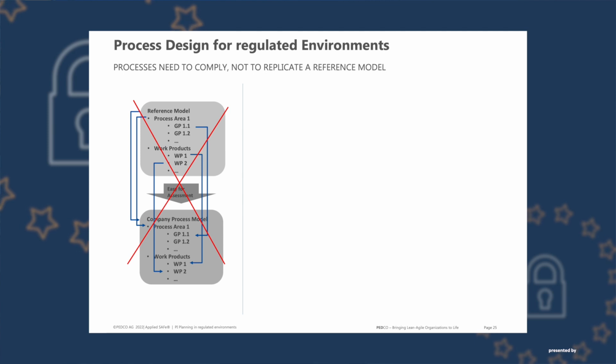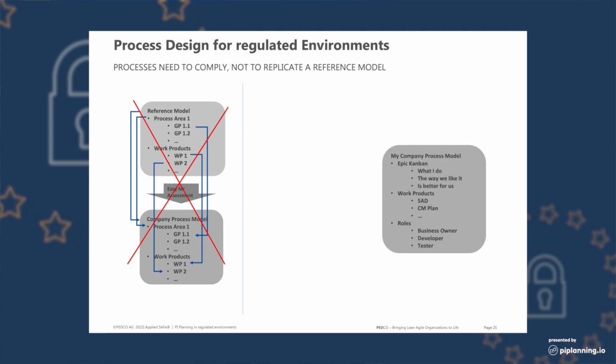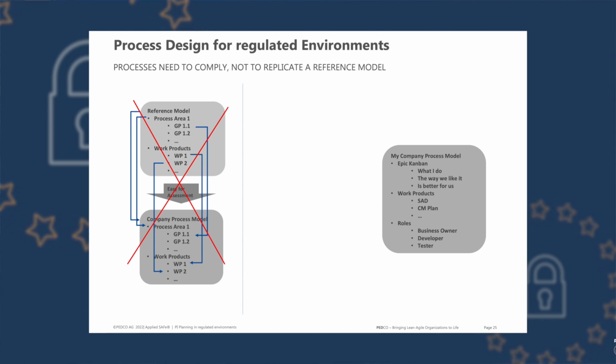What we think is much better to do is that a company says, hey, this is the way we want to work. And if you want to work in a scaled agile manner, we say, for example, you're going to have your epic Kanban. And you see, this is what I want to do. And you have your work products, you have a defined software architecture, you have a configuration management plan, and you have your roles: business owner, developers, testers, safety manager, whatever you need.